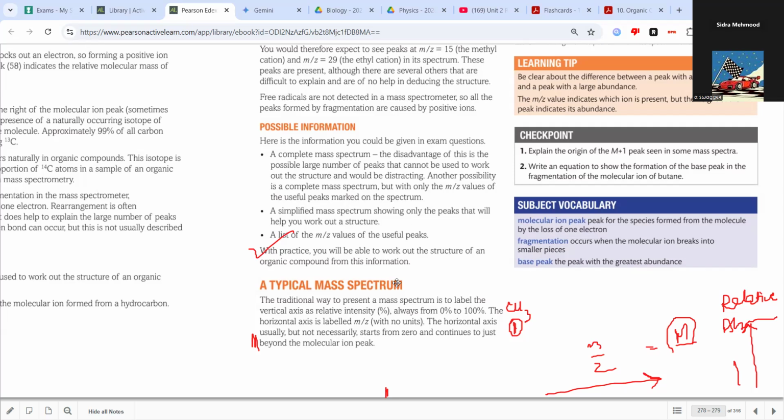The peak which is the largest, the one having the most height, we call the base peak. The peak with greatest abundance is the base peak, and the peaks that are formed from the loss of electrons we call molecular ion peaks. Whichever molecule we have in the sample, when it has lost its electron, it becomes M positive. That is known as the molecular ion peak.